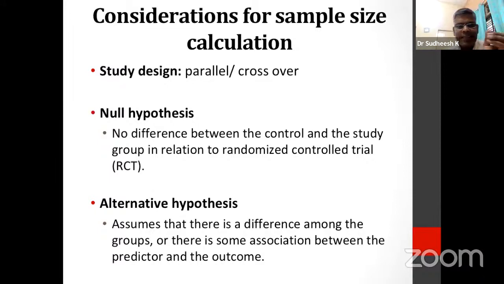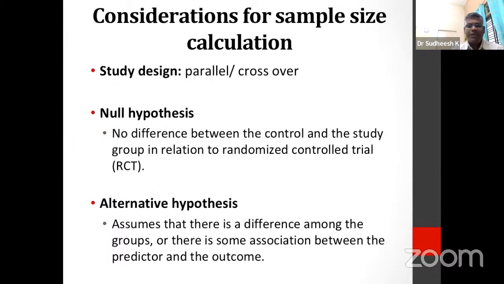And the next is the alternate hypothesis, where you assume that there is a significant scientific difference, or a considerable difference, between the study and the control groups. And also, maybe there is some association between the predictor and the outcome. This is what is understood by null hypothesis or alternate hypothesis.